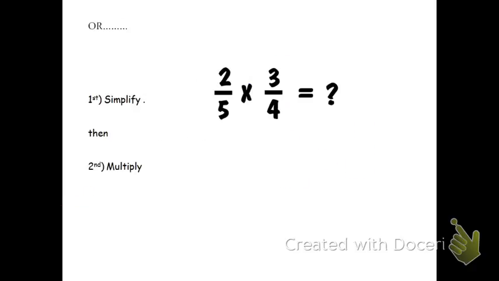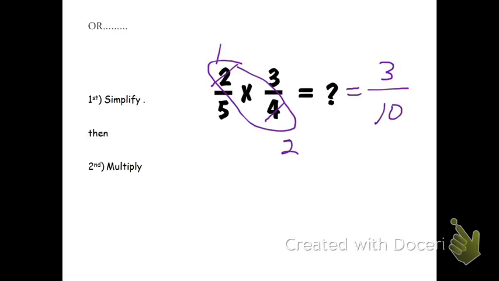Okay, or if you notice we had to reduce at the end. If you simplify in the beginning, most of the time you won't have to reduce in the end. For example, I can see here that 2 will go into 4. It'll go in there 2 times. So 2 goes into itself once, it goes into 4 twice. Now multiplying straight across, I get 3 in my numerator and 10 in my denominator. So I get the same answer. I just simplified in the beginning instead of the end. Either way is okay.